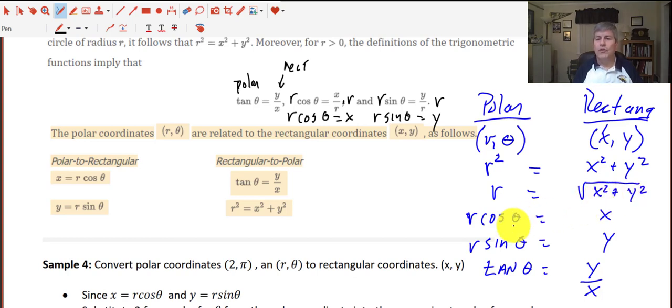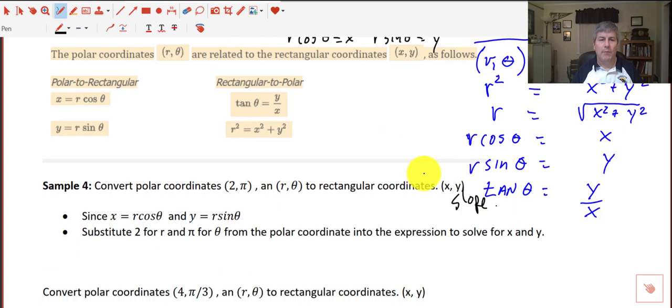The polar version of x is r cosine of theta, and the polar version of y is r sine of theta, and tangent is y over x. Either of those, though, of course, we know that also as slope. So let's do some sample problems with this.